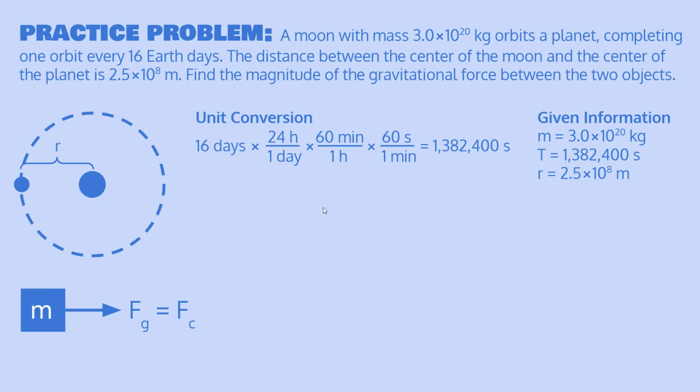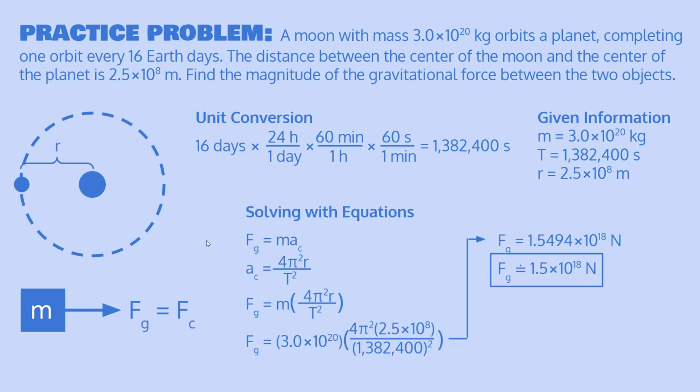So now let's think about what this information from the question represents in terms of variables in our equations. So the moon's mass is 3.0 times 10 to the 20 kilograms, and we know that the radius is 2.5 times 10 to the 8 meters. And so this value we calculated here is actually representing the period, because the period is how long it takes to do one cycle. And so our goal here is to figure out what is the magnitude of the gravitational force between these two objects. So now we can use some equations to solve it.